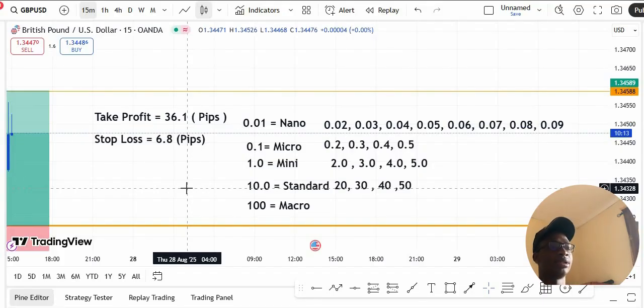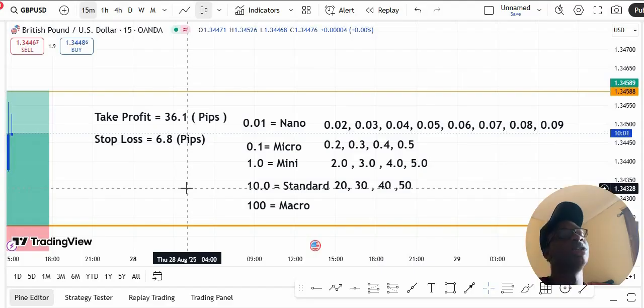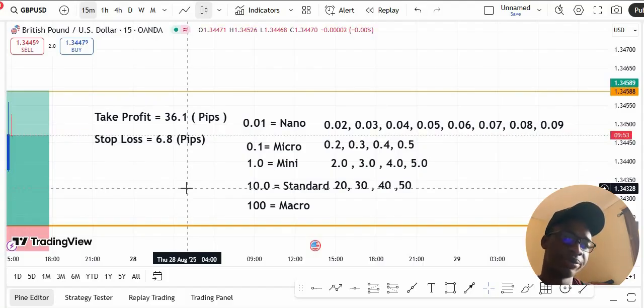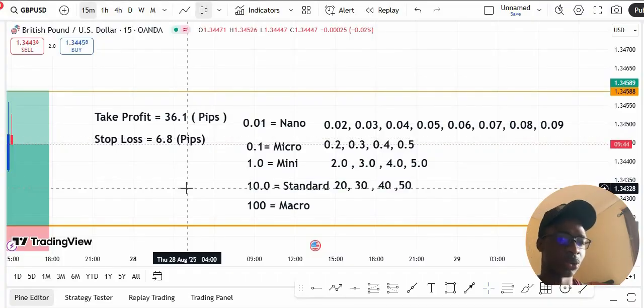So on the 0.01 lot size, which is the nano, each pip, because the market moves in pips, 1 pip, 2 pips, 3 pips, each pip on the nano lot size is going to give you 1 cent per move. So for you to have $1, you will need 10 pips. You are using 0.01, so 0.01 will be disbursing 1 cent per pip. 1 pip, 1 cent, 1 pip, 1 cent. Do you get what I'm talking about?